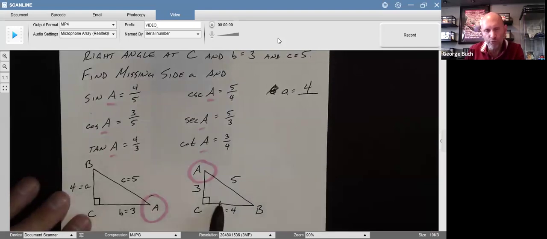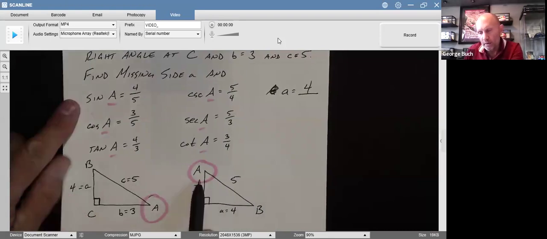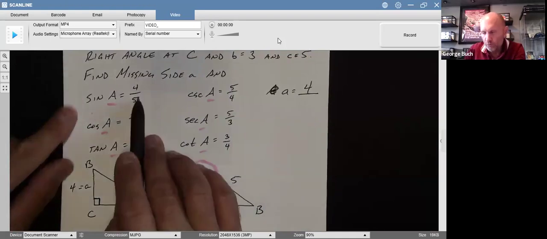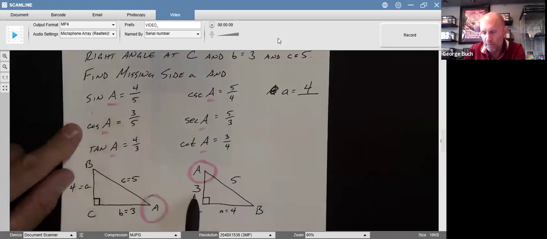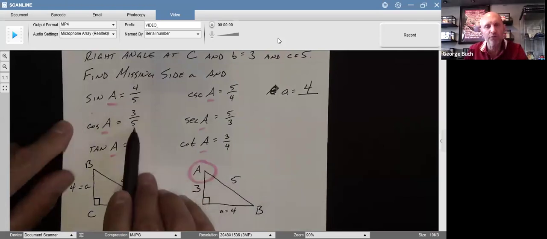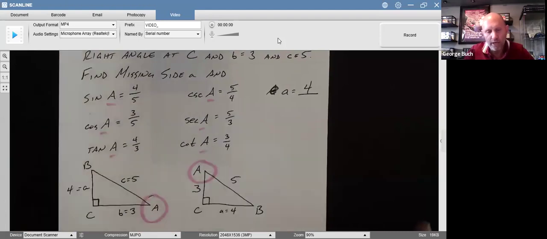What if I drew my triangle like the one on the right? Well, sine is what? Opposite over hypotenuse. Opposite is 4/5. Same answer. Cosine, adjacent over hypotenuse, 3/5. Same answer. And you're going to get the same answer for all these as long as you drew your triangle correctly.